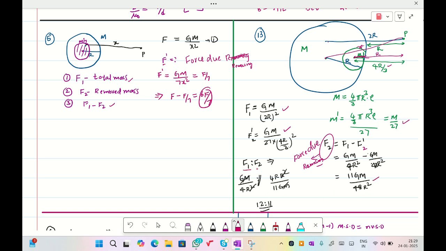Now the ratio F1 to F2 is what they are asking. This is the answer the question is asking. So the answer is 12 is to 11.